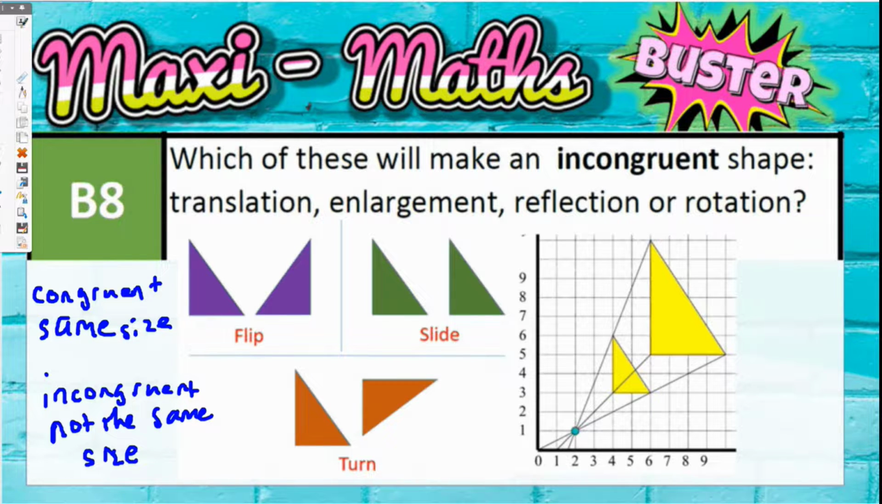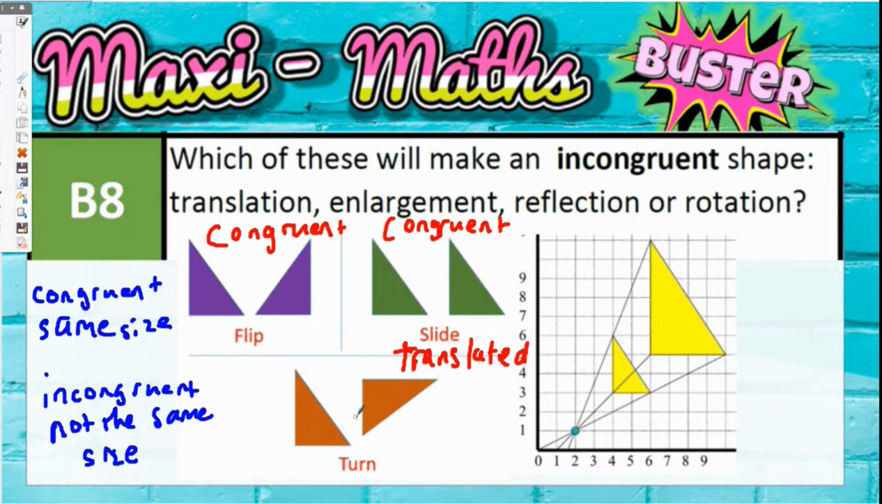So let's just have a quick look at what we've got. Flipping the shape doesn't change the size. So flipping the shape gives you two congruent shapes, even though one's flipped over. Sliding the shape left or right, up or down is a very basic way of describing a translated shape. So sliding the shape or translating the shape doesn't change size. So that is also congruent.